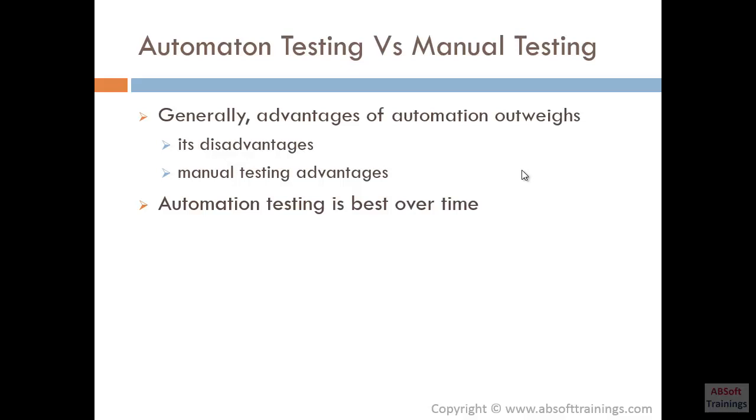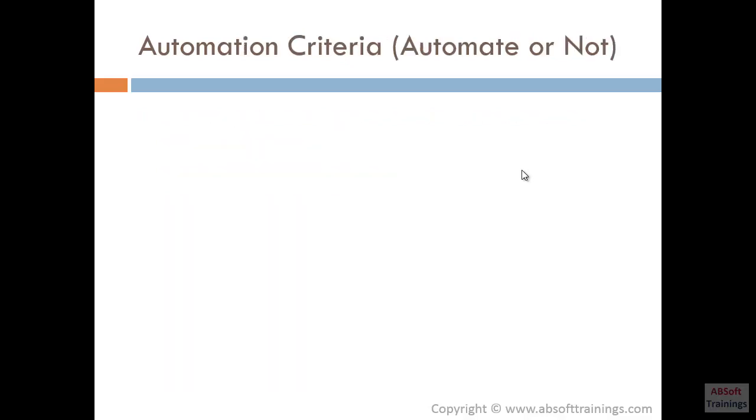So comparing automation testing versus manual testing, in general the benefits of automation testing outweigh its disadvantages and the advantages of manual testing. For testing over the long run, automation testing is good. You need to automate your test cases, so that is good for the long run. So far we have seen that automation testing is good compared to manual testing, and we can repeat those tests again and again. There is going to be accuracy, and we can generate reports, all those.